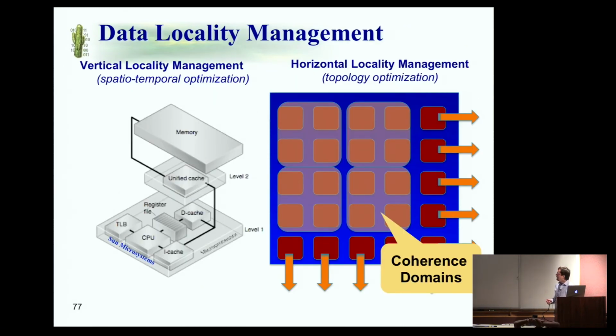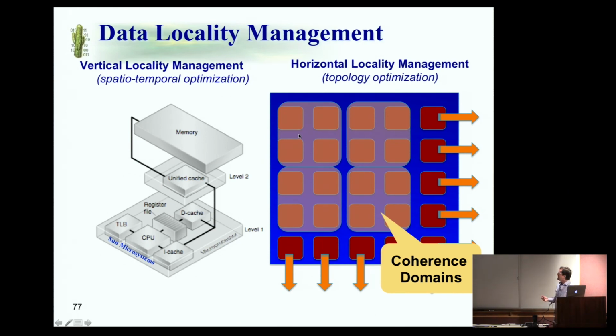So we like to separate this into vertical data locality management and horizontal. The vertical is basically your memory hierarchy in the traditional sense, moving stuff from your main memory into little caches in the middle up to the CPU and back out again. And so we have various cache blocking strategies to deal with that.